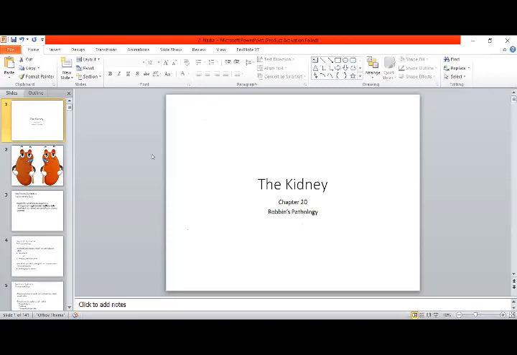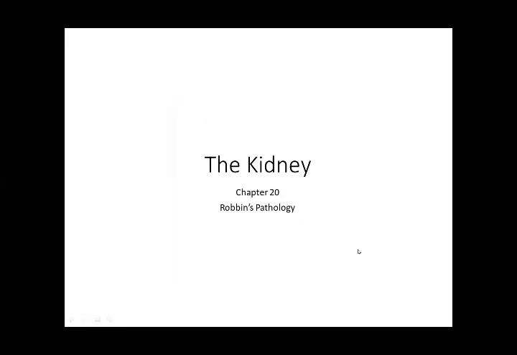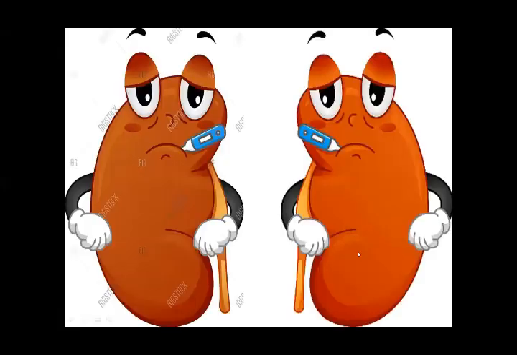We'll begin with the kidney, and that is chapter 20, Robbins Pathology. Yes, you know already. We are talking about the sick kidneys, and sick kidneys can lead to the death of a person because they are vital organs, very important, and they're two in number. Both are important for us. We need both of them, right?